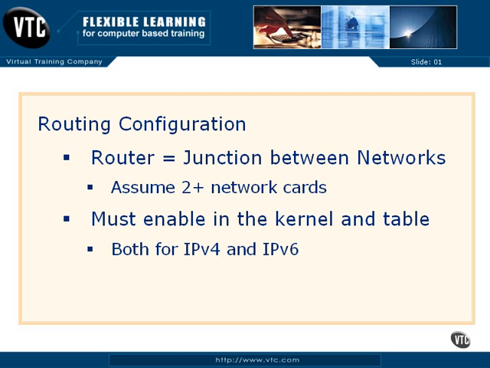Furthermore, when you enable routing, it has to be enabled both in the kernel and in routing tables. Separate steps are required if you're routing on IP version 4 and IP version 6 addresses.